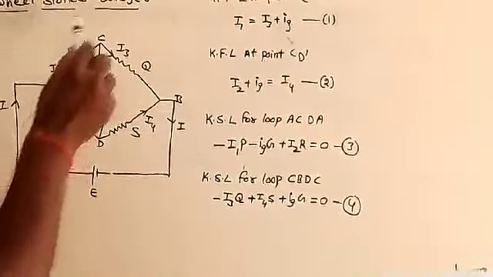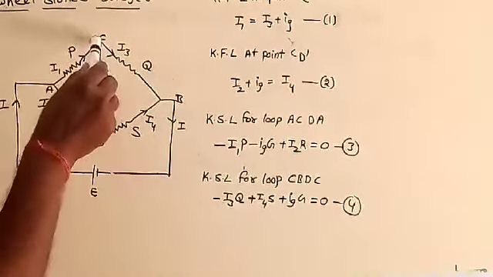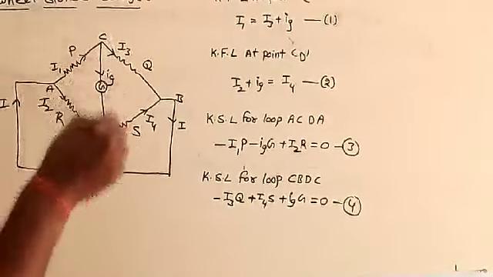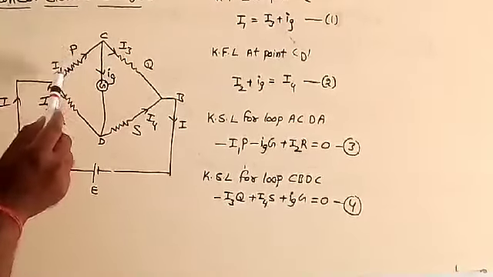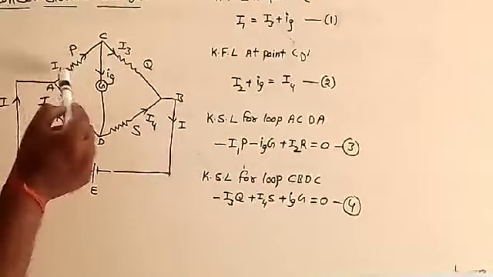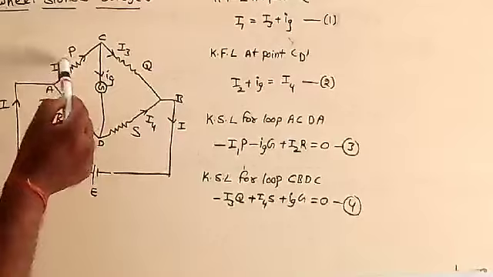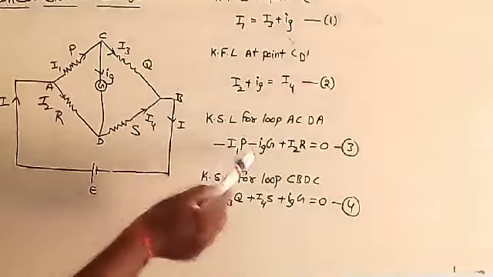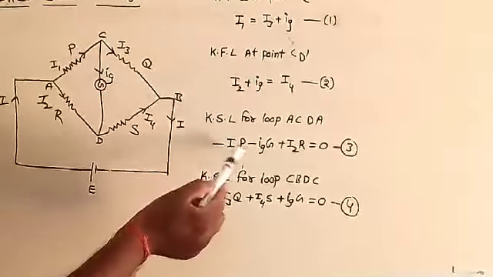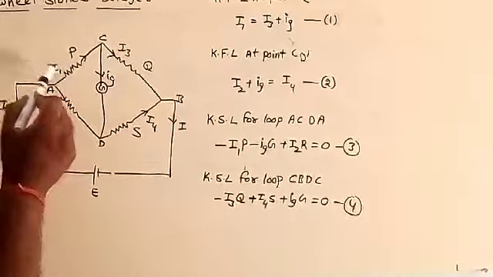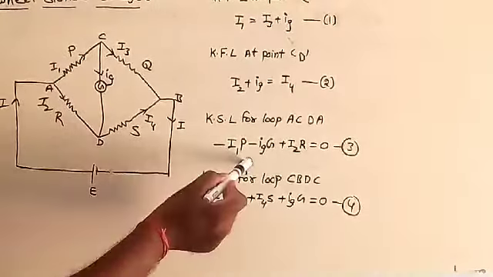Then later I applied Kirchhoff's second law for the loop A, C, D, A. The way you have to follow: starting point is A, and the ending point is also A. A to C is in the direction of current. That is the reason I applied Ohm's law, that is V is equal to IR, where I is the current and P is the resistance. So here you get minus I1P, because it is simply V is equal to IR, since P is the resistance.